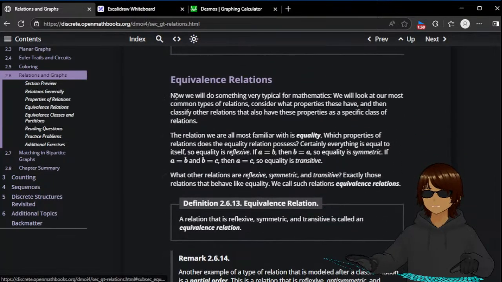Equivalence relations. Now we will do something very typical for mathematics. We will look at our most common types of relations, consider what properties these have, and then classify other relations that have these properties as a specific class of relations.